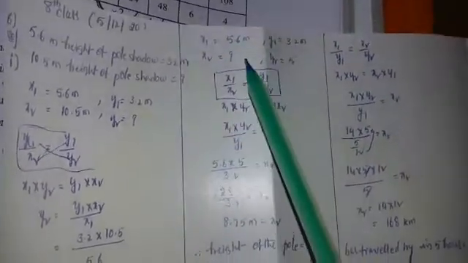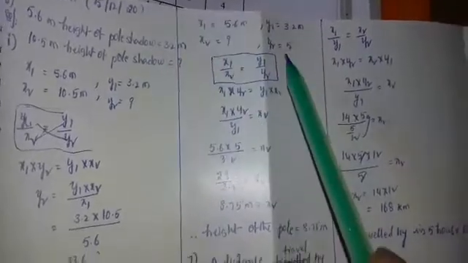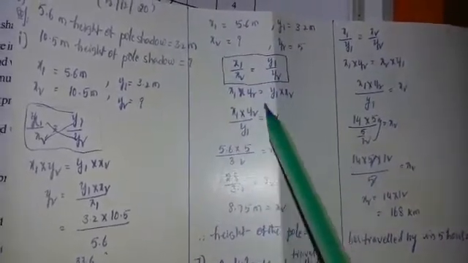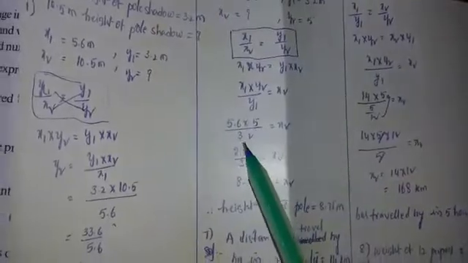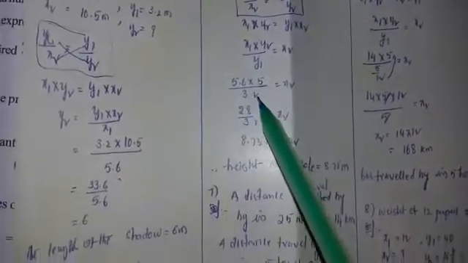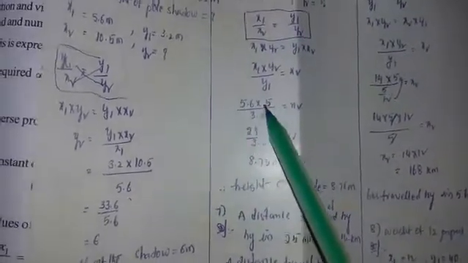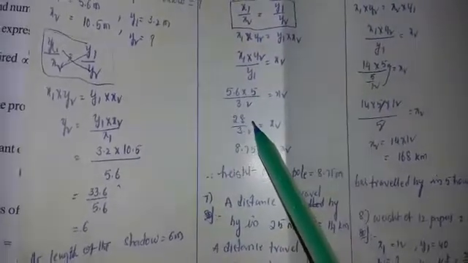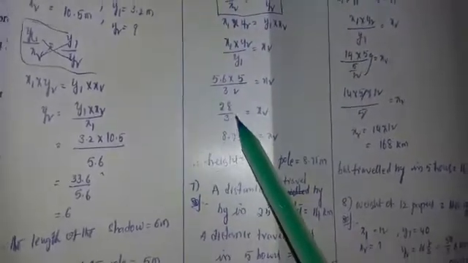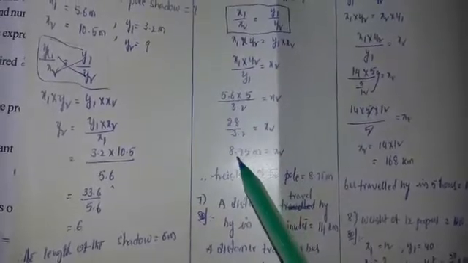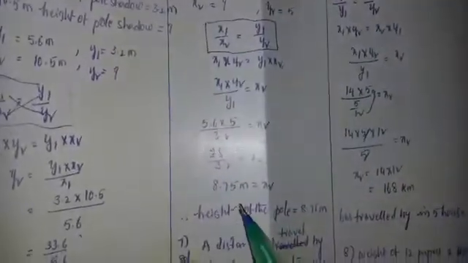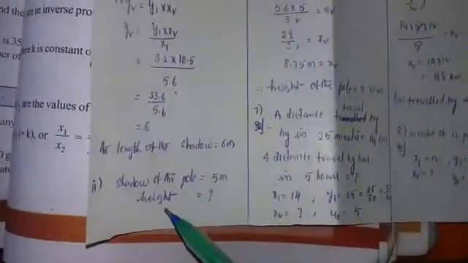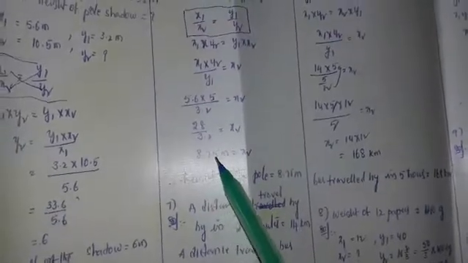What is the x1 value? 5.6. What is the y2 value? 5. So 5.6 into 5 by the y1 value 3.2. 5.6 into 5 is 28.0. 28 by 3.2 is 8.75. So what is the 8.75? It is the height of the pole. So here the pole height is 8.75. The shadow is 5 meters.